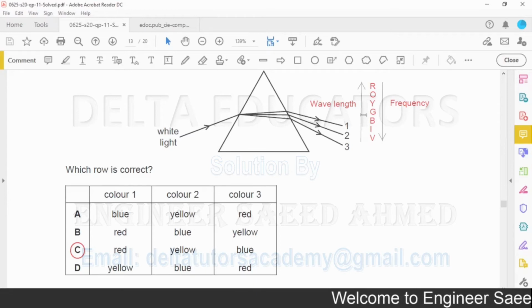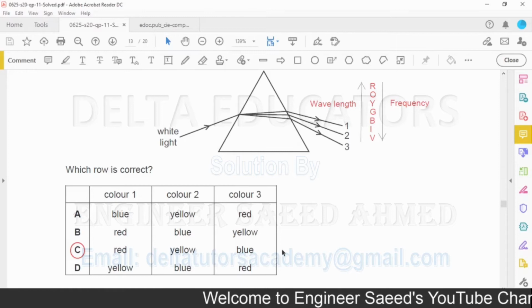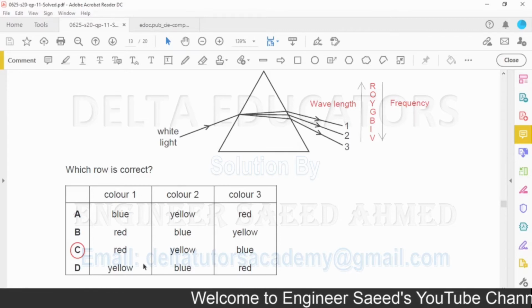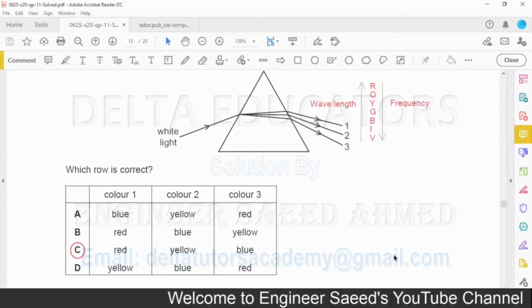Second is blue. Blue is below red and frequency is increasing when we are moving from red towards blue. So up to this point, it is okay. It is correct. For the color 3, it is given yellow. Now yellow is above blue. Since yellow is above blue, so yellow cannot be number 3. It cannot be deflected more than this number 2. So this option is incorrect. In the same manner, if you check option D, you will find that this option is also incorrect. So here correct option is option C.